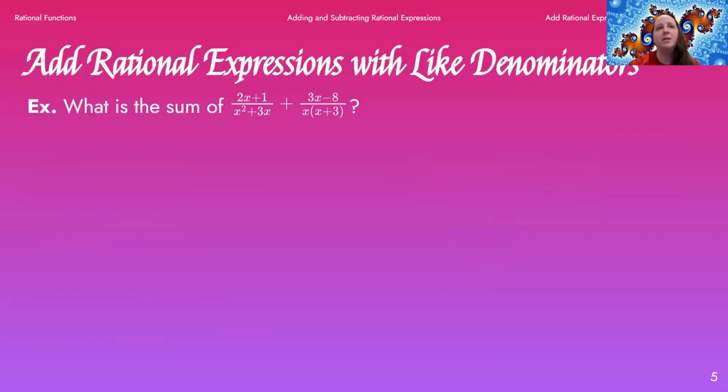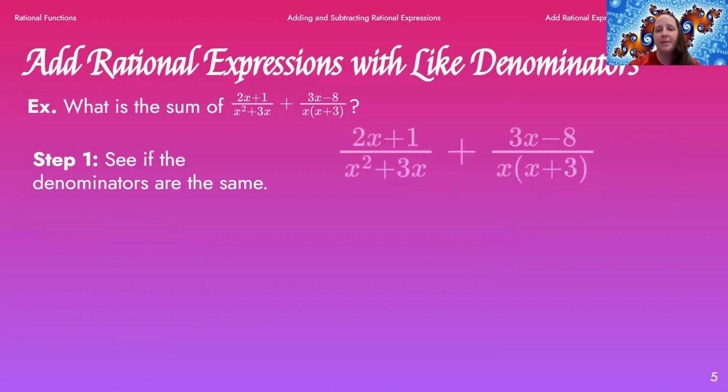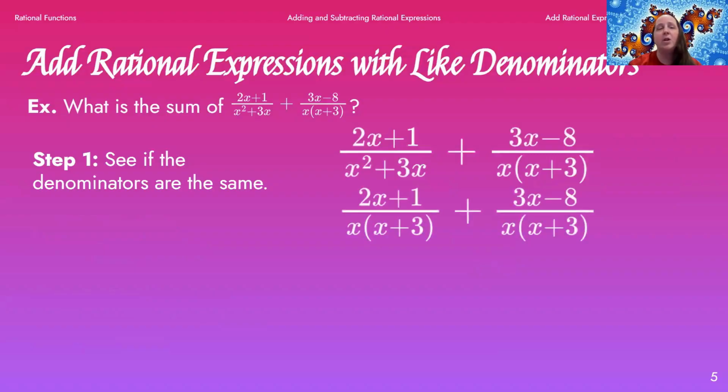What is the sum of 2x plus 1 divided by x squared plus 3x, and 3x minus 8 divided by x times x plus 3? I want to see if the denominators are the same. Glancing at this to begin with, the x squared plus 3x and the x times x plus 3 don't necessarily look the same. So I need to see if I can factor one of those denominators in order to see if they are similar, the same, or if I'm missing a component. The x squared plus 3x, I can factor out an x. So I get x times x plus 3, which gives me the same denominator as my second fraction.